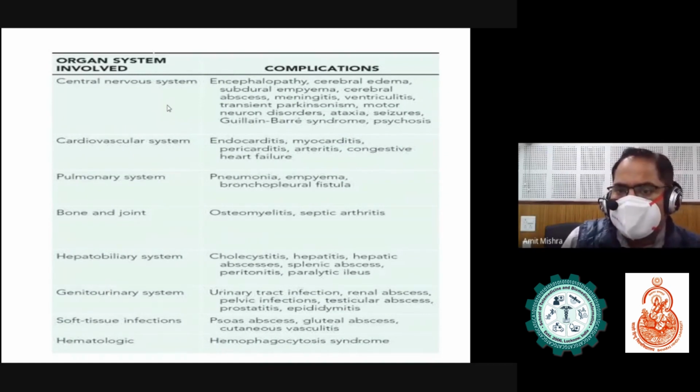In the central nervous system, the patient may complain of, commonly, encephalopathy, cerebral edema. You can sometimes get GBS also. Psychosis is one of the major ones. In the cardiovascular system, the patient can present with endocarditis, myocarditis, pericarditis, along with congestive heart failure. In the pulmonary system, the patient may complain of pneumonia, empyema. There can be joint pain, osteomyelitis. In the hepatobiliary system, the patient may have cholecystitis, hepatic abscess. Hematological, can get hemophagocytosis syndrome.